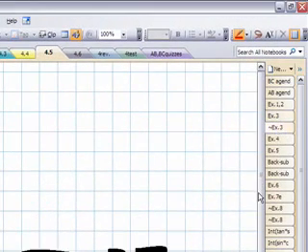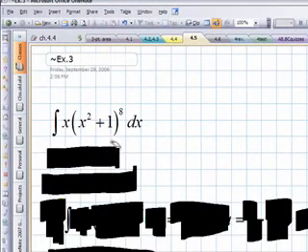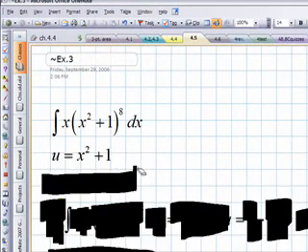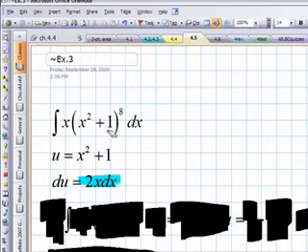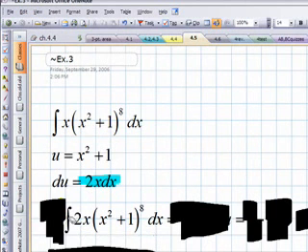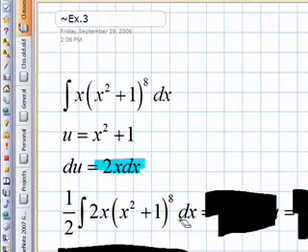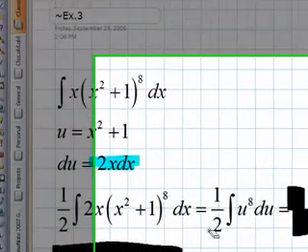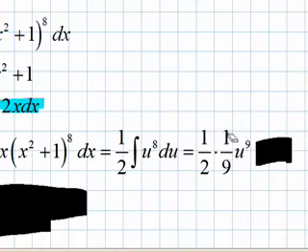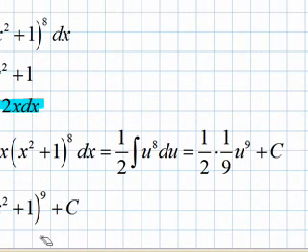Same idea over here, x times (x squared plus 1) to the 8th. I'll make u x squared plus 1 because then my du will be some form of what's left. I've got an x dx here. This is 2x dx, so when I say some form, I have to put a 2 on the inside, which means I'm going to have to put a half on the outside to compensate for that too. So now this 2x dx is a du. (x squared plus 1) to the 8th is u to the 8th power. So now I've got this integral, simple power rule, 1/9 u to the 9th plus c. Multiply those, plug it back in, x squared plus 1 for u.